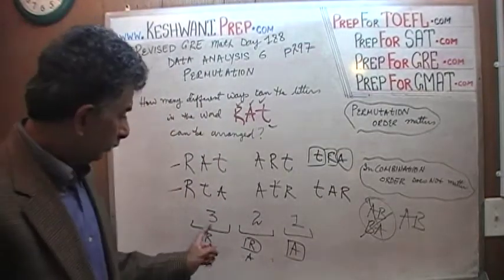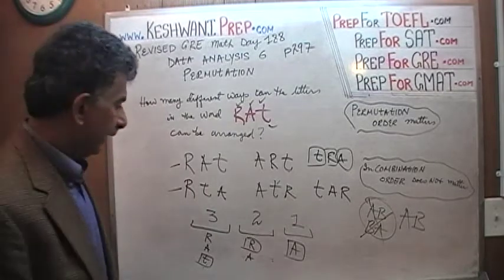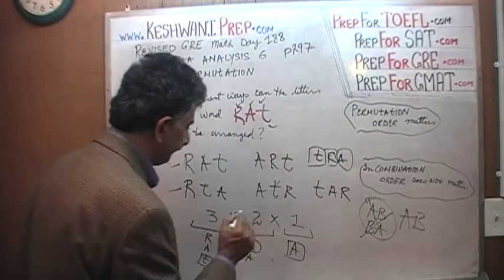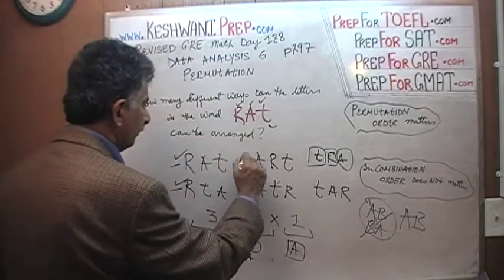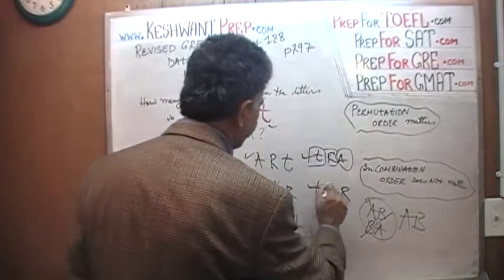And then what do you do? Do we add these numbers? No, we do not add them. We multiply them. This is where the 6 is coming from. 1, 2, 3, 4, 5, 6.